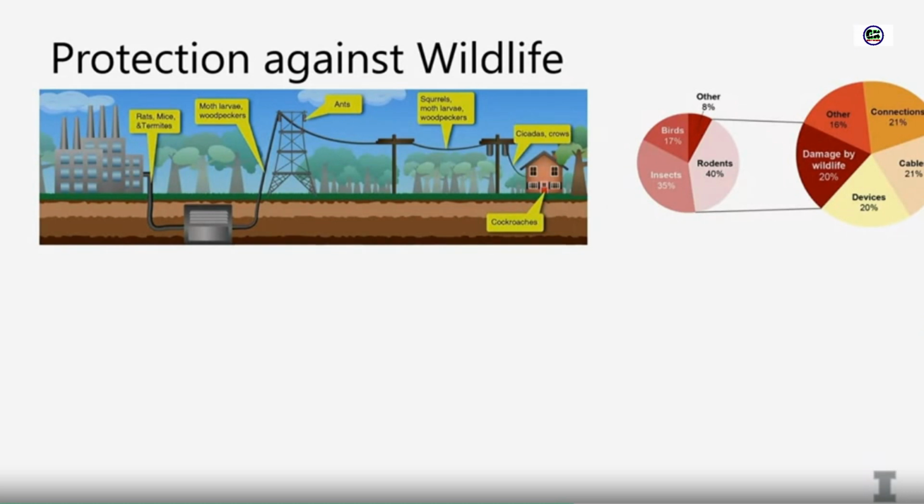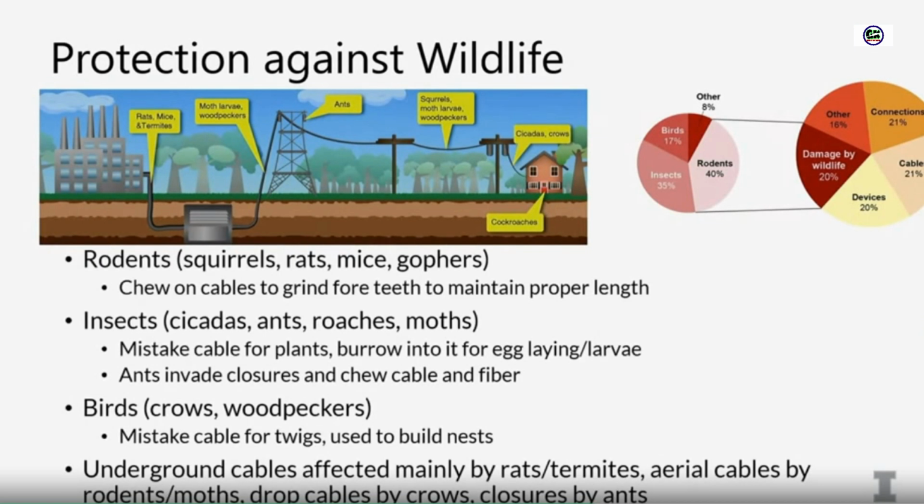And so this is a lesson for us because when we do IoT deployments, we need to make our devices robust against multiple different kinds of animals. So when we do this, we need to pay attention to the different types of actions that these animals take on our cables and devices. Are they chewing on cables? Are they building nests with it? Are they burrowing into it? And so on.